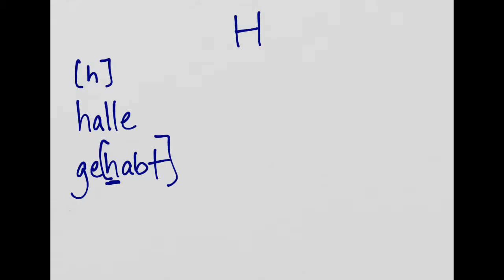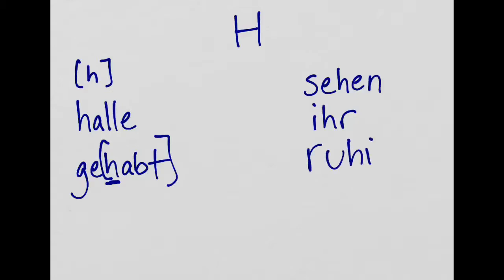In all other cases, the letter H will be silent. So whether it's between vowels, this is sehen, or in this case, which we've seen already, it's there to affect the pronunciation of the I. This is the word ihr. Or words like this that will be tempting for us to pronounce the H, it's still silent. This is ruhig, not ruhig.